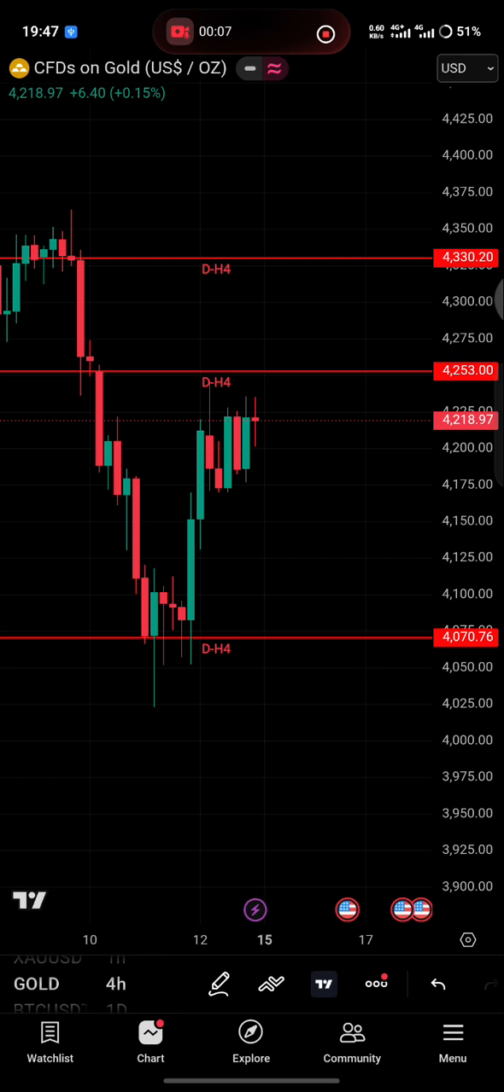Today we'll be going through the gold chart to look for a suitable entry spot that will be the best spot to enter without, or at least suffer little to no, drawdown, right?